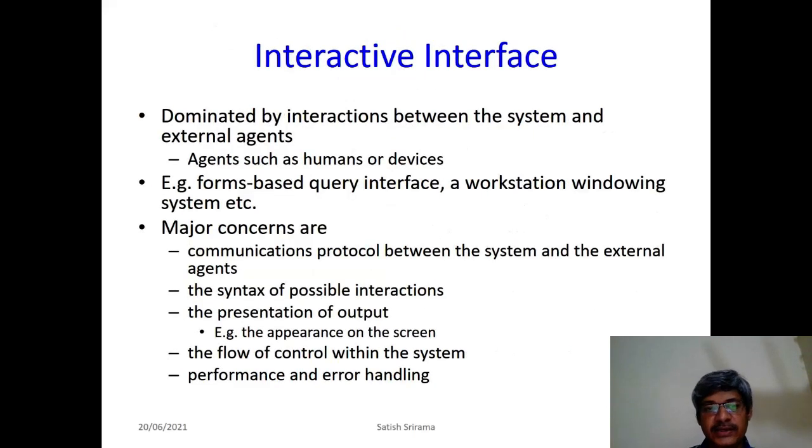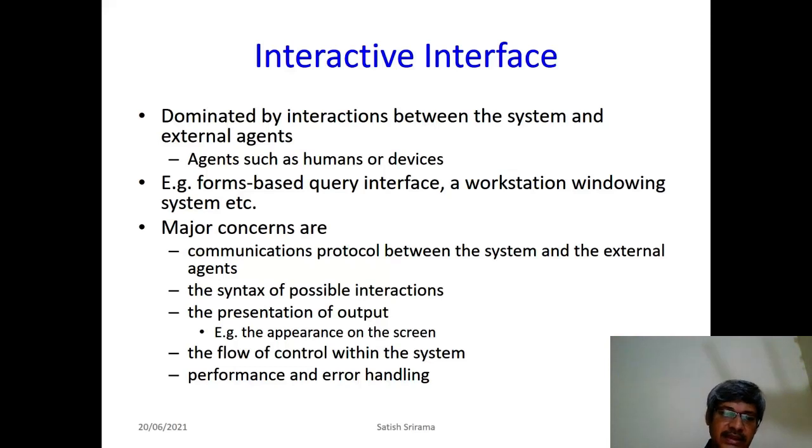The next type of architectural style is interactive interfaces. These are dominated by the interactions between the system and the external agent. For example, with the physical ATM system, you are regularly interacting with it. The agents in this case can be humans or other devices. Examples are form-based query interfaces and workstation windowing systems, with which you are actually interacting, like a desktop application. So it's always an interactive system.